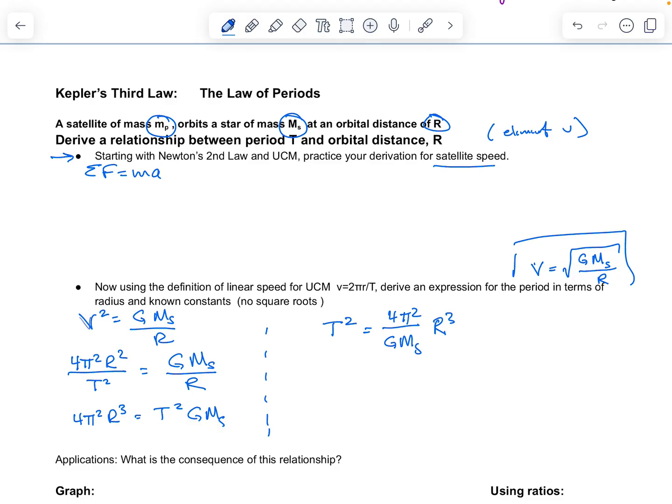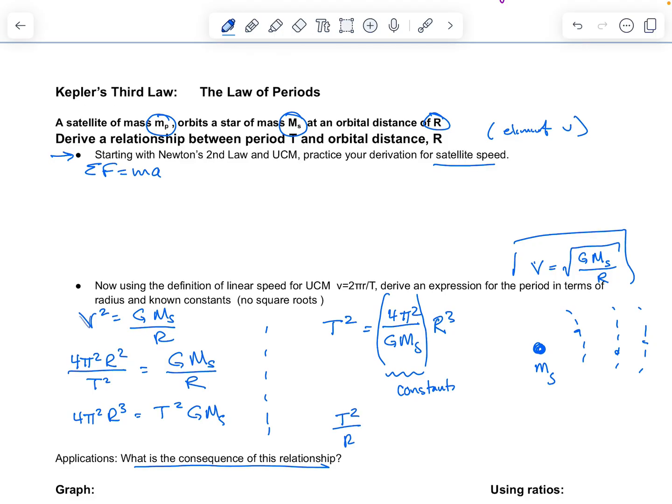All right, so what does this show us? What's the consequence of this relationship? So if we look at everything that's in this bracket right here, these are all constants. And if we look at m sub s, let's have m sub s as the central object. If I want to figure out the period, all I have to look at are the different orbital radii of all different planets orbiting around the same central object. They will have that ratio of T squared to r cubed equal to this constant value, the 4 pi squared over G mass of the thing in the middle.